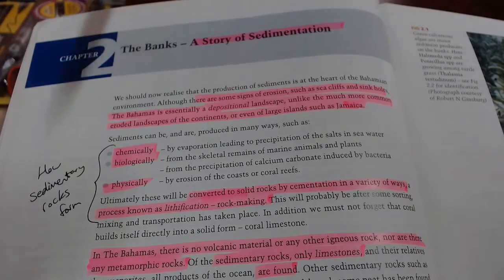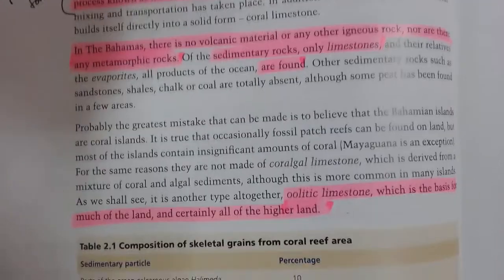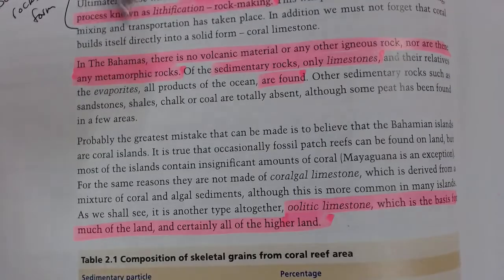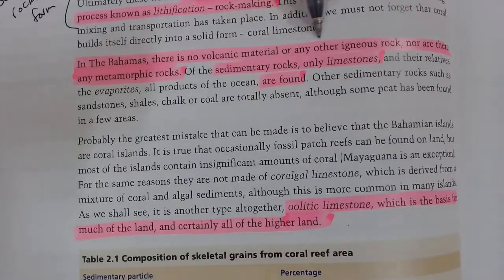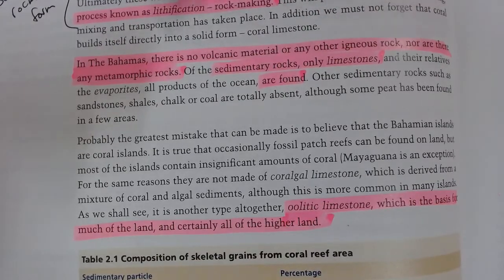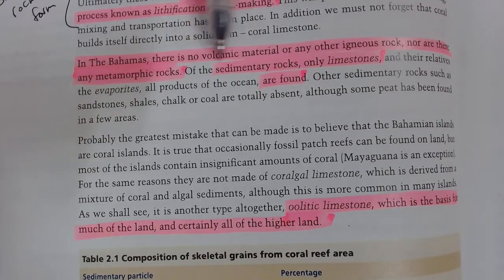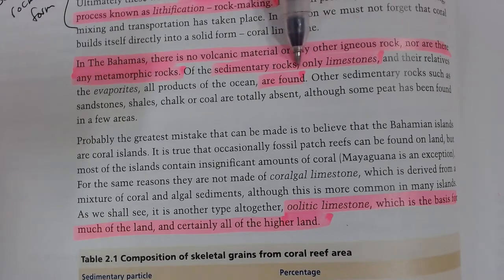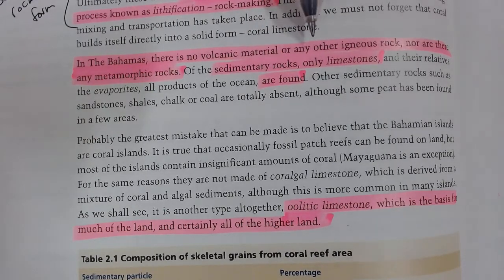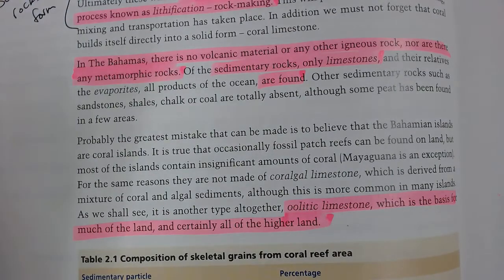Alright, so let's move on. In the Bahamas there is no volcanic material and no igneous rock, nor are there any metamorphic rocks. Of the sedimentary rock types, only limestone is found. So that's the first thing: go back to our limestone. We have no volcanic material, no igneous, no metamorphic. It's nearly solely limestone rock. Once we know that, then we should be able to understand how these other little bits and pieces are formed. We know the properties of limestone. It's permeable, it allows water through.